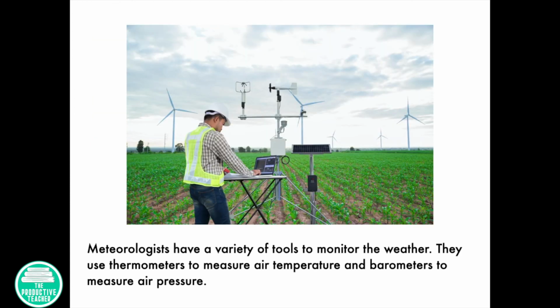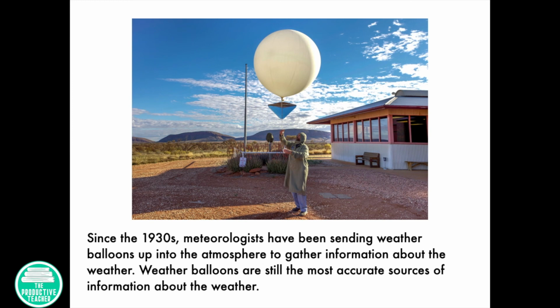Meteorologists have a variety of tools to monitor the weather. They use thermometers to measure air temperature and barometers to measure air pressure. Since the 1930s, meteorologists have been sending weather balloons up into the atmosphere to gather information about the weather. Weather balloons are still the most accurate sources of information about the weather.